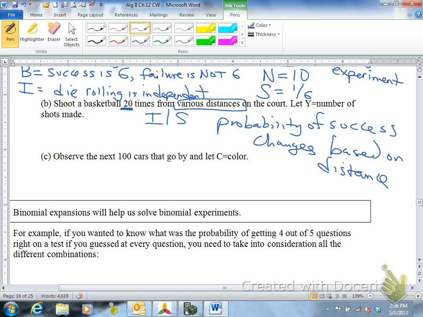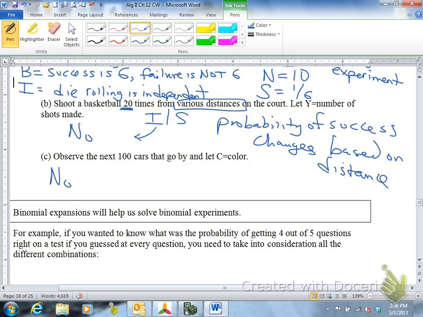And you could also argue that the events aren't always independent, because maybe if you've been shooting for an hour and you're tired, you're missing shots because you've been shooting for so long. So now it's dependent on your energy level, which you didn't really have with rolling dice. So there are 2 problems with this. So it's a no. This is also a no.